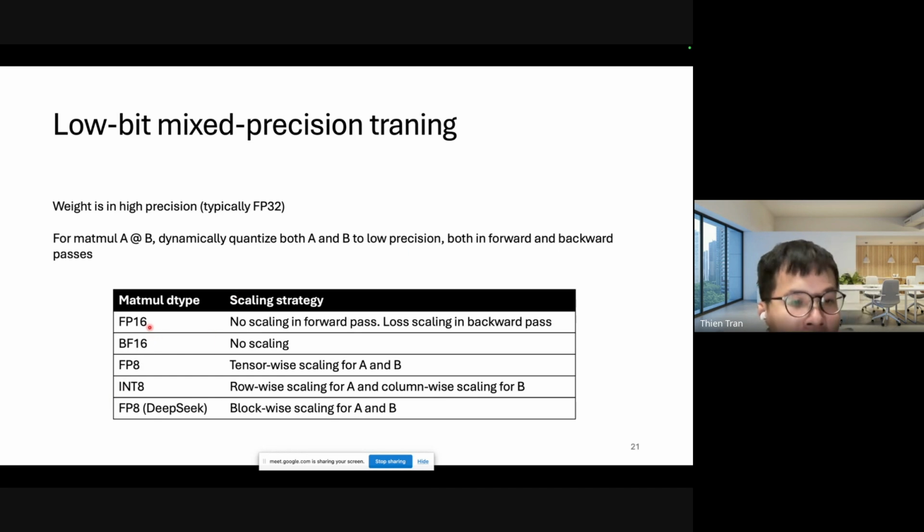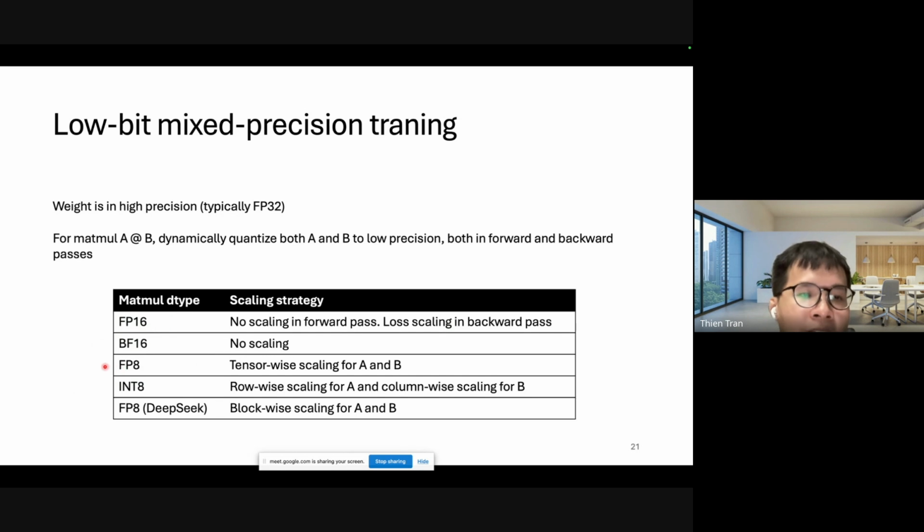If we look at FP16, there is also some scaling, but it's a bit different. You are using the same scaling in the backward pass. If you are old enough to remember when FP16 training was popular back in the day: in FP16, we don't do scaling in the forward pass, we do scaling in the backward pass, and the scaling is the same for all of the operations. For BF16, there's no scaling, so that's why BF16 is popular right now, because we don't need the tricks for FP16 anymore.